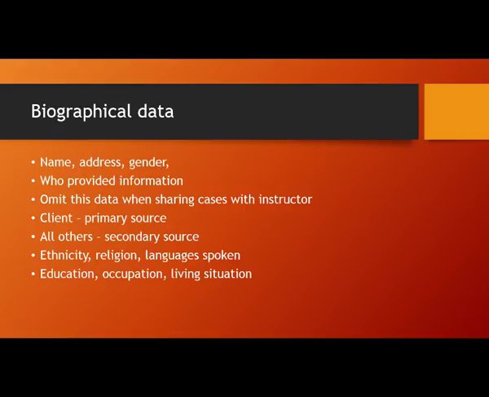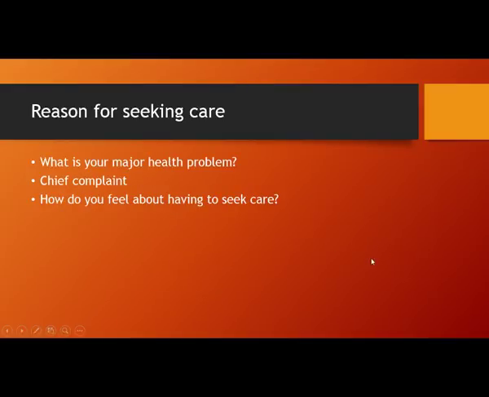Other biographical data is education, occupation, and their living situation. And by that I mean, do they live at home by themselves or with others? Do they live in a nursing home, an assisted living situation, a jail, a homeless shelter? All kinds of possibilities for where their living situation might be.